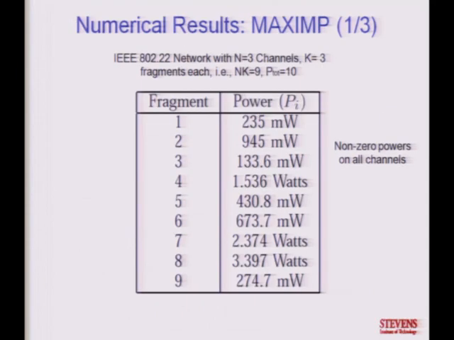This is one numerical example. We took the 802.22 network with 3 channels with 3 fragments each, as defined in the standard. Don't worry about these values here. What is of interest is that, in order to create any impact with this kind of power distribution, the total power we take is 5 watts, not 2. With this kind of power distribution, you have non-zero powers on every channel, and this can create impact on any channel you want.